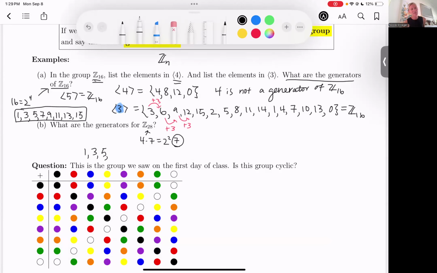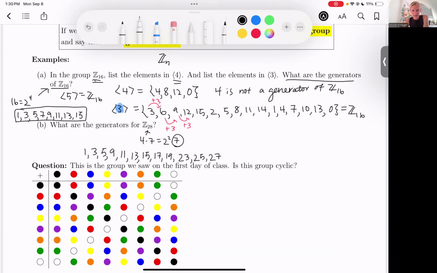I can't include 8. I'm not going to be able to include any even numbers here because this has a multiple of 2 in it. So 9, I can include 9. I can't include 10. I can include 11, 13, 15, 17, 19, 21. I cannot include 21 because it's divisible by 7 also. 23 is good, 25 is good, and 27 is good. Okay, so these would be the generators of Z28.